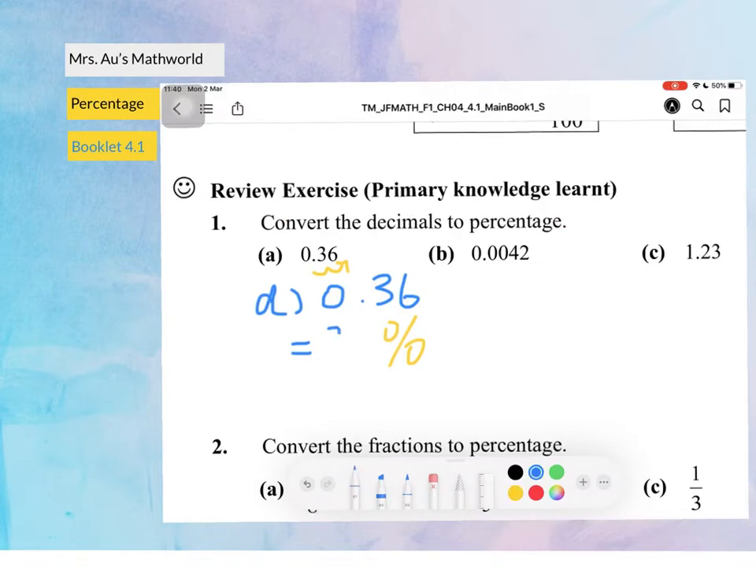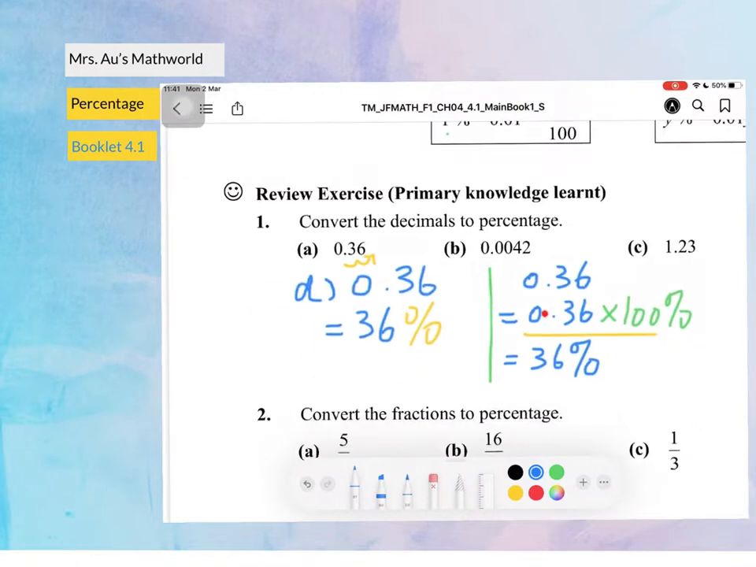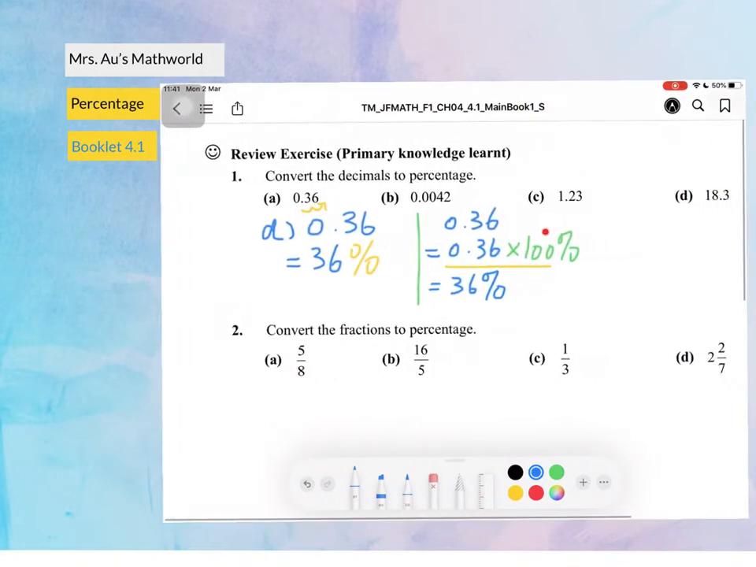If you remember, we learned in primary school that we can always change a decimal to a percentage. We call it converting. Method 1 is moving two digits, so 0.36 becomes 36. It works for all decimals. Sometimes we may want to use another method: take the number times 100%, so multiply 0.36 by 100, and you get 36. The percent sign you just need to copy.